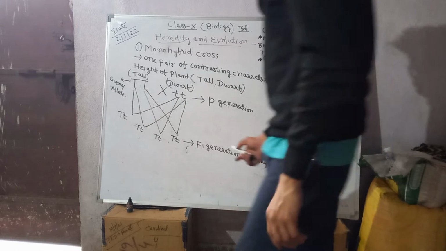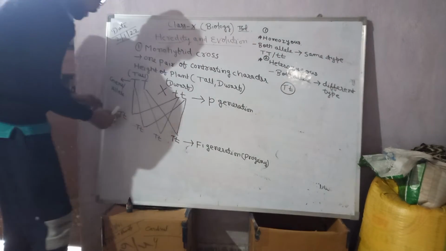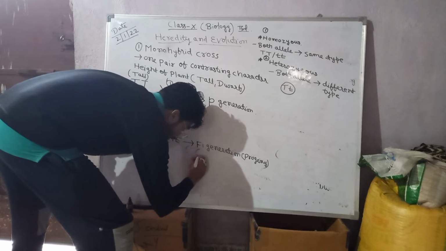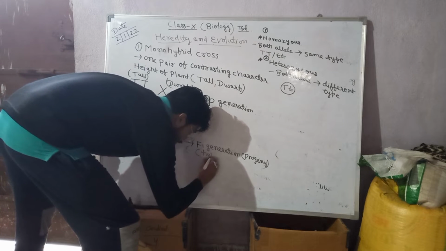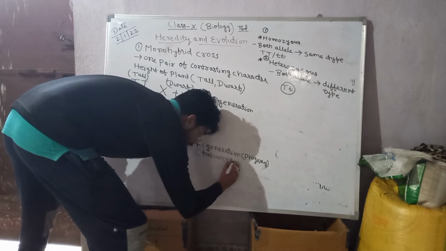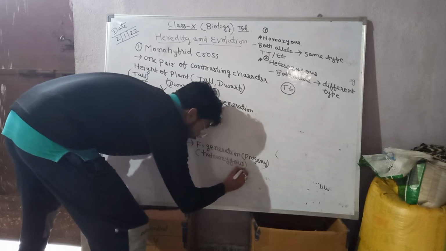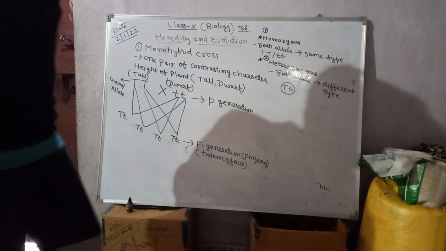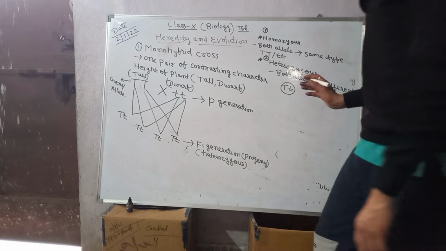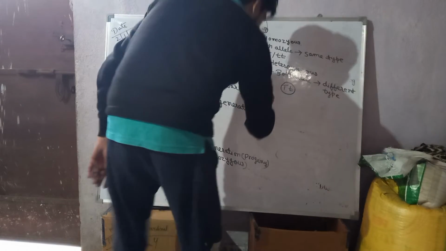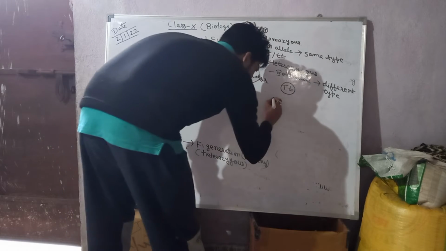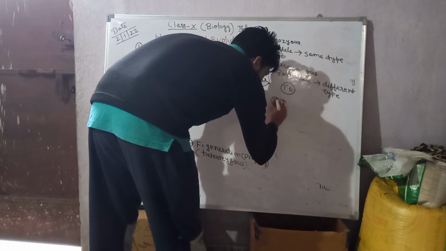So here in the F1 generation, one is capital T and other is small t, means all, my dear student, all are the heterozygous. All are the heterozygous in the case of the F1 generation, my dear student. Understand? Now the next thing, that is the point number 3, my dear student. Here I am writing about the point number 3, that is dominant gene.